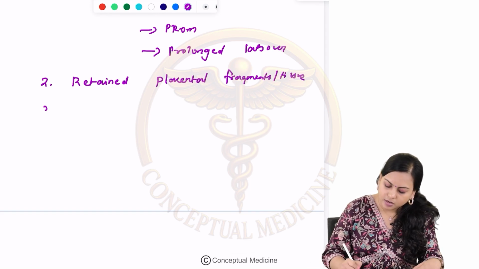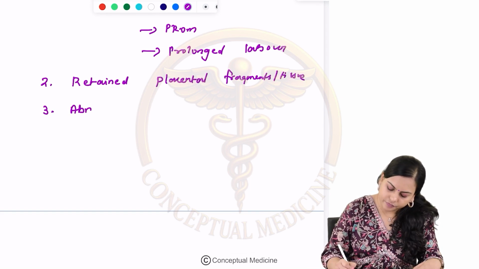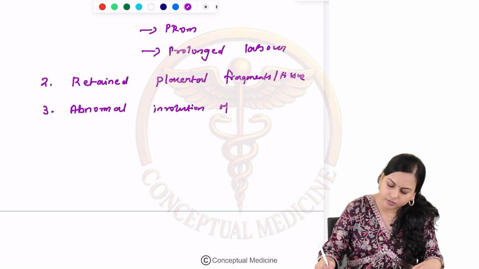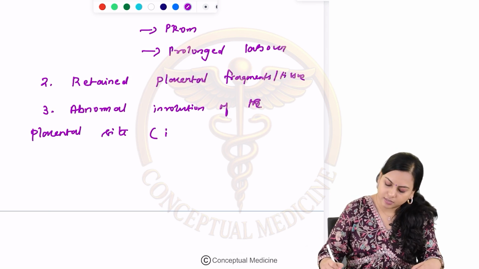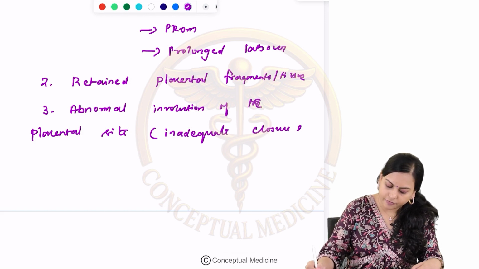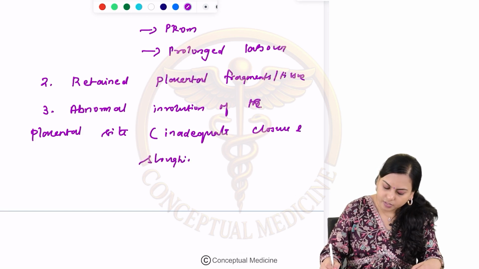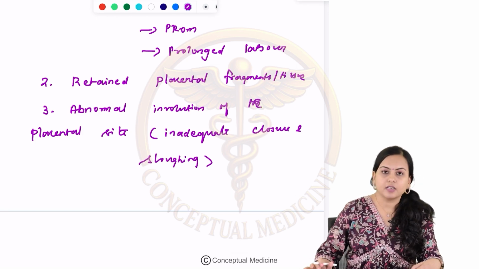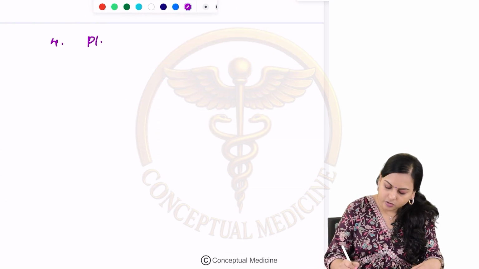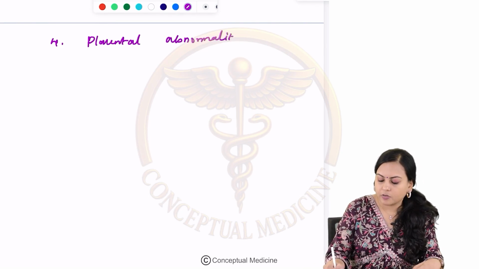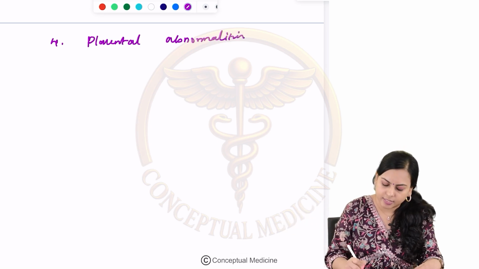and another cause is abnormal involution of the placental site. What happens is there is inadequate closure and sloughing of the spiral arteries at the site of placental attachment. Clear? Another cause may include placental abnormalities, like placenta accreta, increta, percreta, etc.